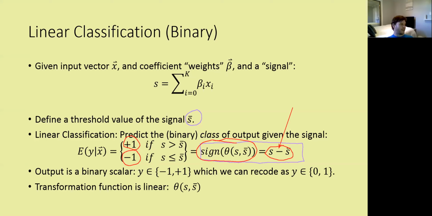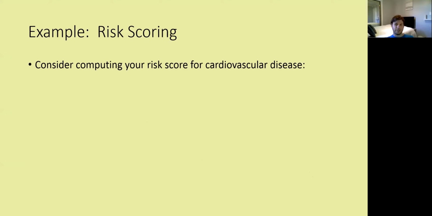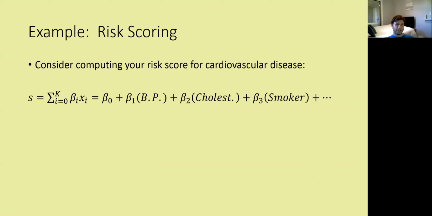And you may have seen this idea of using linear regression for classification in this way when we look at things like risk scoring or credit scoring. Consider computing your risk for cardiovascular disease. We know there's a number of factors that affect cardiovascular disease risk, like your blood pressure, your cholesterol, whether or not you're a smoker. And we can estimate with a fair amount of precision, at least some, given a large amount of data, a risk score. We can compute a linear risk score here by running this linear regression.